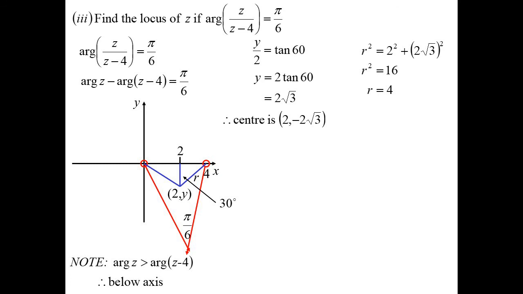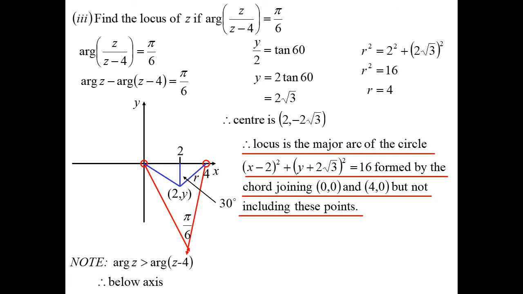Okay. Look at that solution. Isn't that a beauty? It's the locus of a major arc of a circle, x minus 2 squared plus y plus 2 root 3 squared equals 16, formed by the chord joining 0, 0 and 4, 0, but not including those points. Again, go back to the original question. Sub in 4, you get 0 on the bottom of the fraction. No good, can't have that. Sub in 0, you get the argument of 0. What's the argument of 0? You don't have one, because you haven't headed off in any direction yet. So you can't have 0.